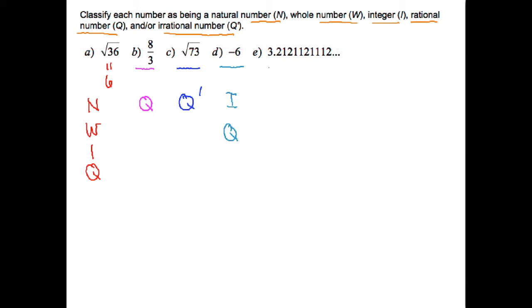And lastly, we have 3.2111211112, and the pattern continues. So this number is definitely not a natural number, a whole number, or an integer. But is it a rational number or an irrational number? Since this decimal expansion can't be represented as a repeating decimal, this would be an irrational number.